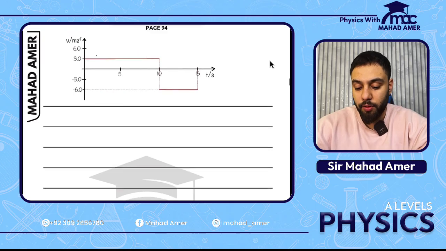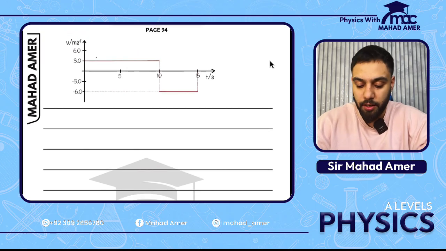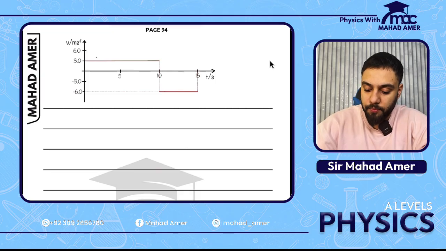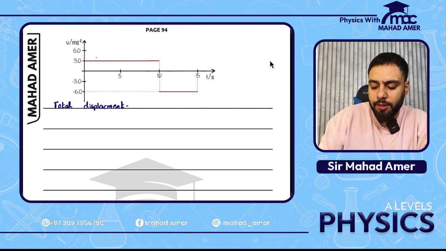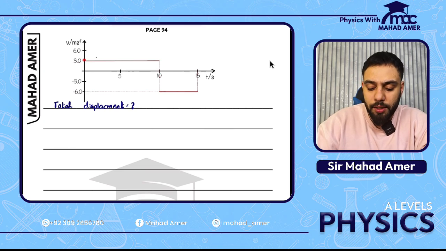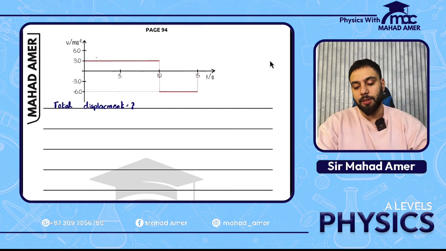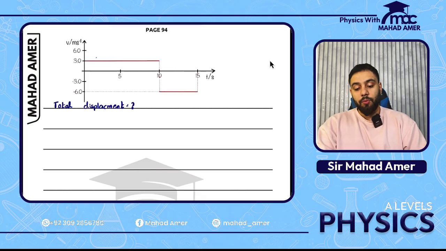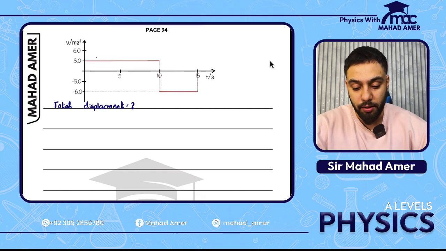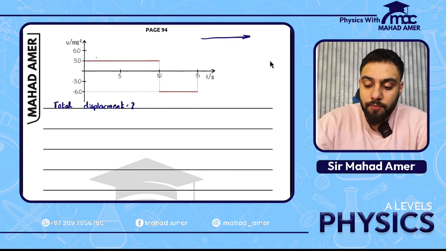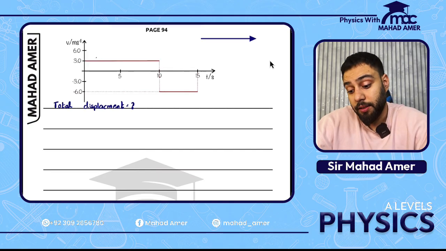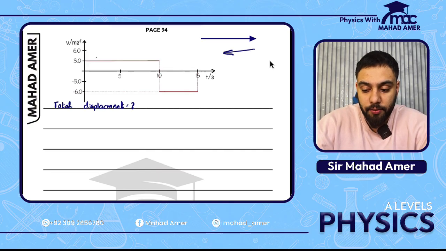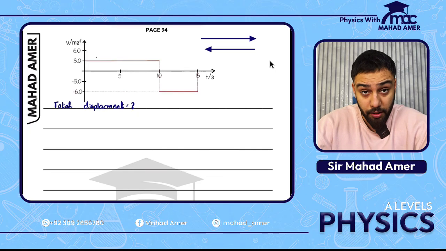So over here we have a velocity-time graph. In the first question they are asking what the total displacement of the journey is. It's very simple. The object is moving with a uniform velocity of 3 meters per second for the first 10 seconds, and then with a velocity of -6 meters per second for the next 5 seconds. This means that initially it was moving in a positive direction, and after 10 seconds it was moving in a negative direction. This is what the graph indicates.